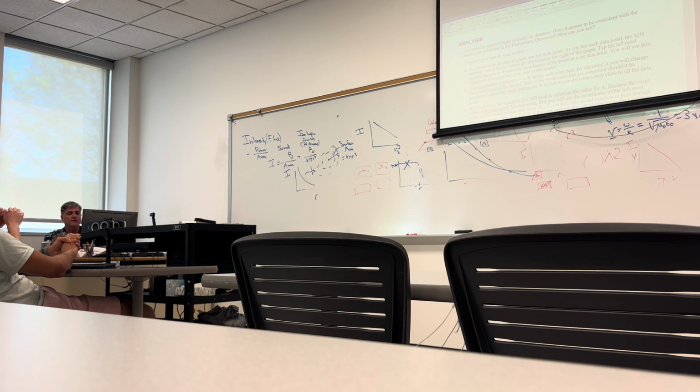Record the coordinates of that point on your data table. You will use this later in comparing your data to the model. Plot the equation y is a over x squared. Right? This is where you do the r squared stuff along with your data. By adjusting a, you will change the overall scale of the model.